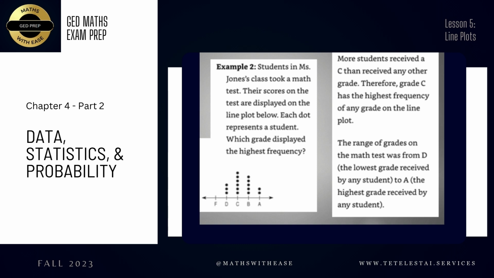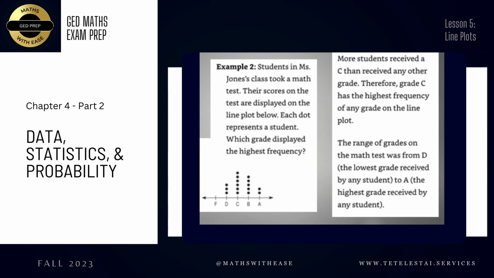In this example, we're told that students in Ms. Jones's class took a math test, and their scores on the test are displayed on the line plot below. Each dot represents a student. Which grade displayed the highest frequency? We can see that more students received a C than any other grade. We can see on the line plot the distribution of dots is 6. Therefore, grade C has the highest frequency of any grade on the plot.